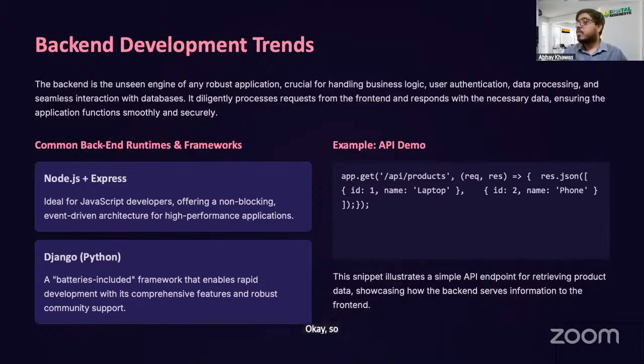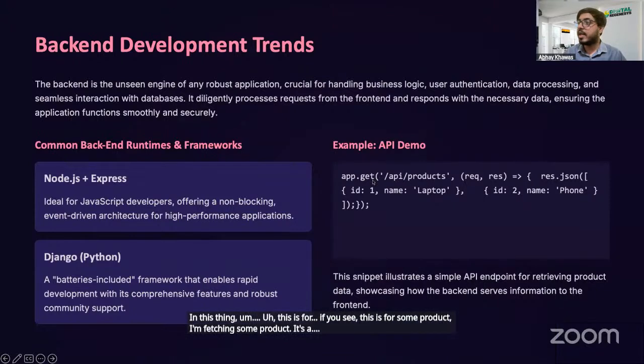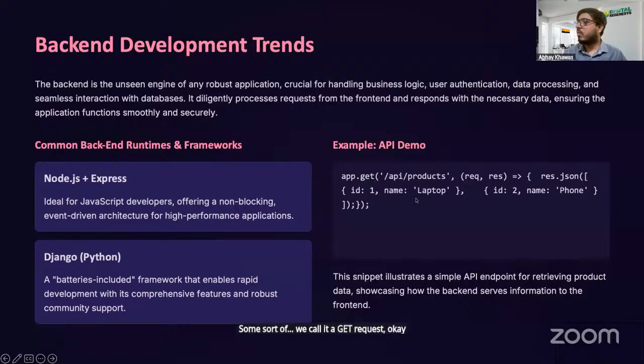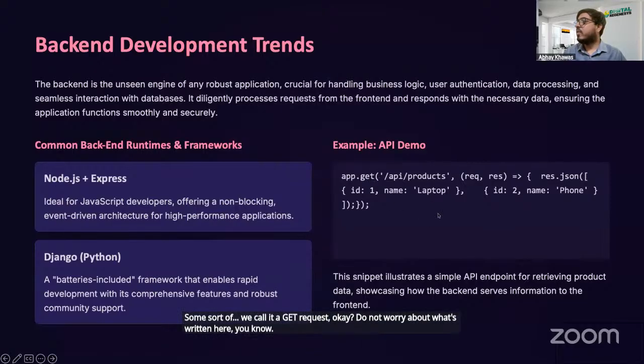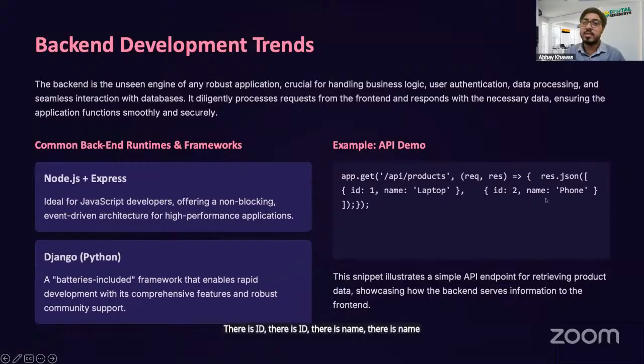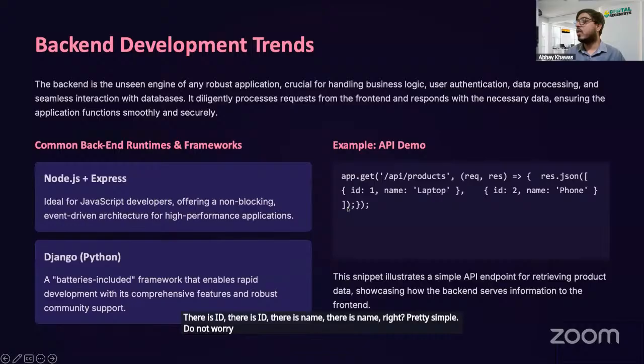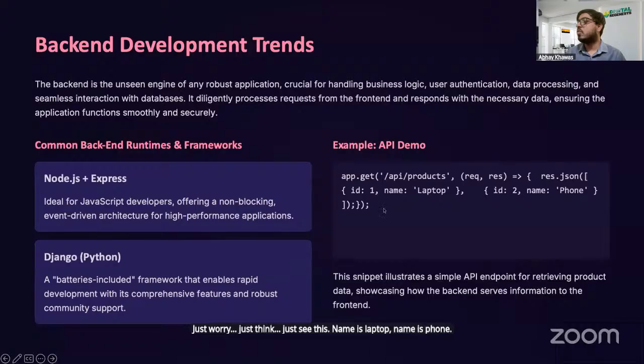Okay, so if you see, there is an API example here. This is for some product. I'm fetching some product. We call it a GET request. Do not worry about what's written here. Just try to understand that it's JSON, right? Curly brackets are there. There is ID, there is name. Pretty simple. Do not worry about what's written at the top and down. Just see this: name is laptop, name is phone; ID is 2, ID is 1. That's all. It's JSON data. It's very easy to understand.